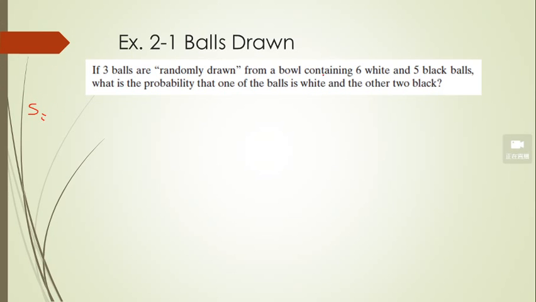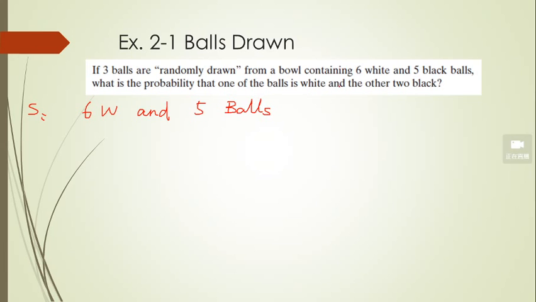What is the event they ask? Okay, what is the event they ask? And we will compare with the combinations. Okay, combinations we discussed in the first chapter. So here we have 6 white and 5 black balls. So totally we have 11 balls, right?